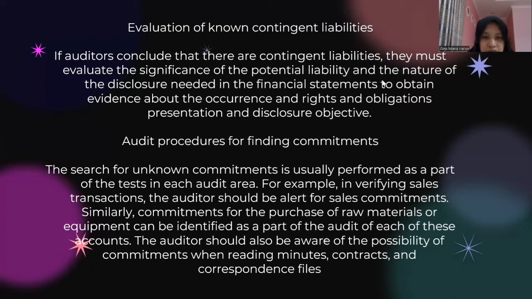Audit procedures for finding commitments. The search for unknown commitments is usually performed as a part of the tests in each audit area. For example, in verifying sales transactions, the auditor should be alert for sales commitments. Similarly, commitments for the purchase of raw materials or equipment can be identified as a part of the audit of each of these accounts. The auditor should also be aware of the possibility of commitments when reading minutes, contracts, and correspondence files.